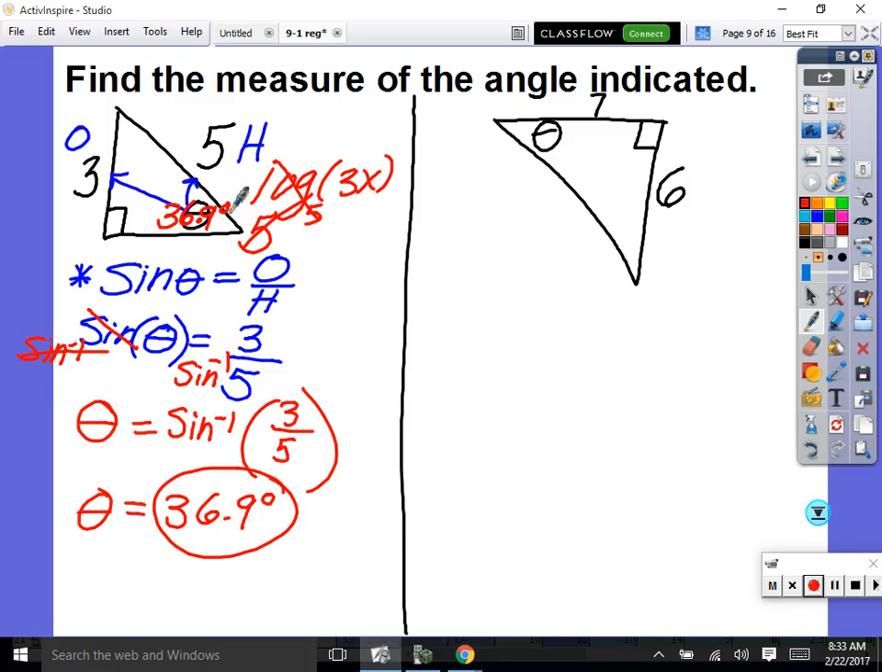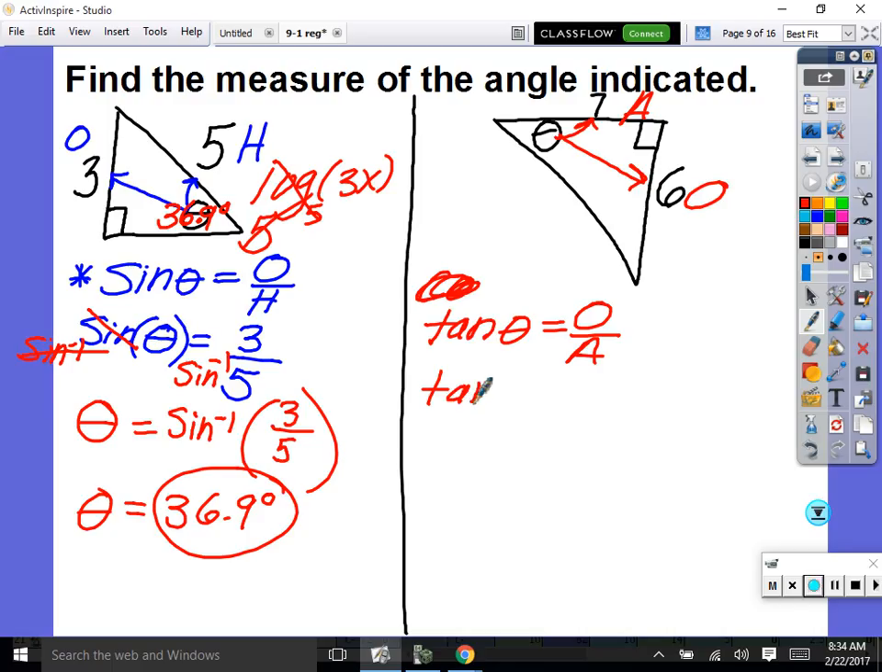Any questions on that? Okay, look up here, one more example. If I say to you, find the angle measure, we would use which trig ratio? Opposite and adjacent, which trig ratio? Yep, tangent. So tangent of theta equals opposite over adjacent. Now it's just algebra, plug in what you know. We don't know theta, but we know our opposite side is 6 and our adjacent side is 7. Now we've got to solve for theta.